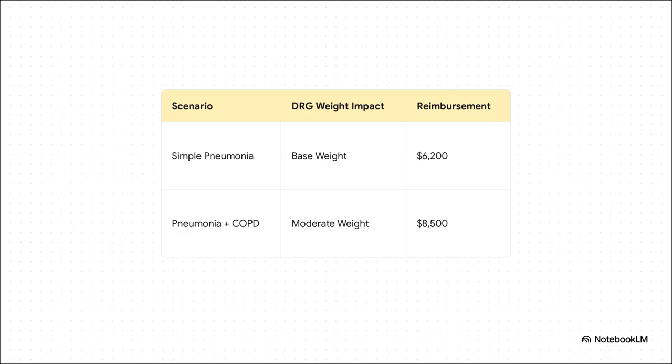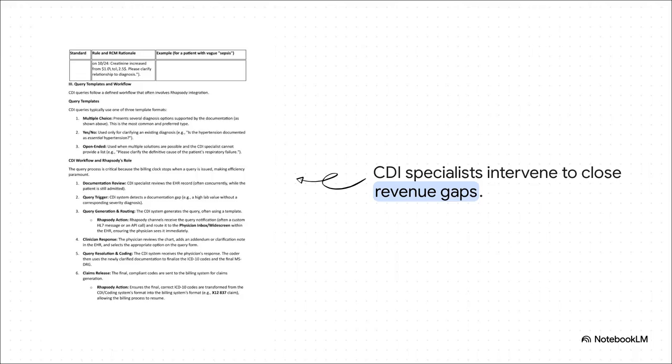But if the doctor had clearly documented pneumonia and COPD, that COPD acts as a comorbidity, bumping the tier to simple pneumonia with CC. The reimbursement suddenly jumps to $8,500. The exact same clinical care was provided, the exact same hospital resources were consumed, but vague documentation resulted in a direct $2,300 loss. And this brilliantly illustrates why clinical documentation improvement teams are so vital.